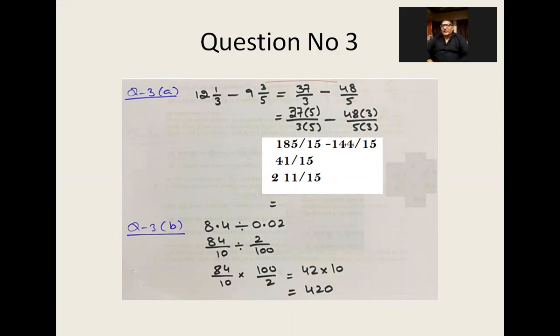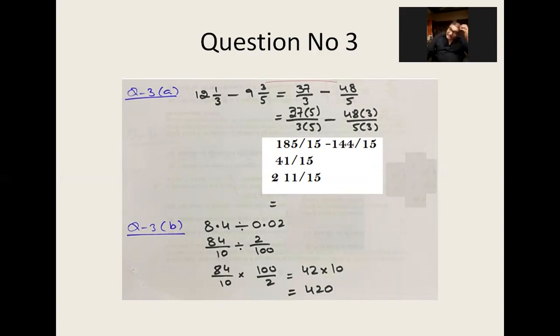So I will convert this divide sign into a multiplication sign. And so 84 divided by 10, multiply. This fraction will flip and reciprocate, and it will be 100 by 2. And so 2 and 84 cancel, that's 42, and 10 and 100 cancel, the 10 is 42 multiplied by 10, that's 420.